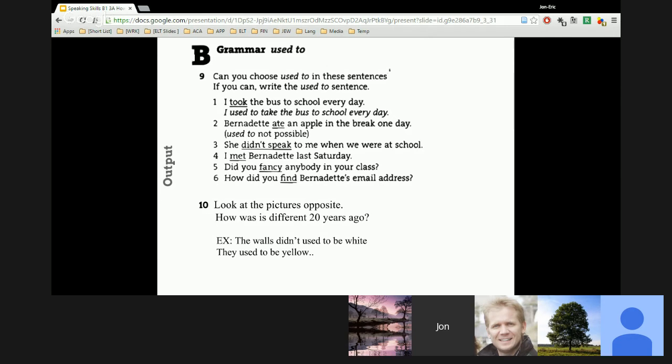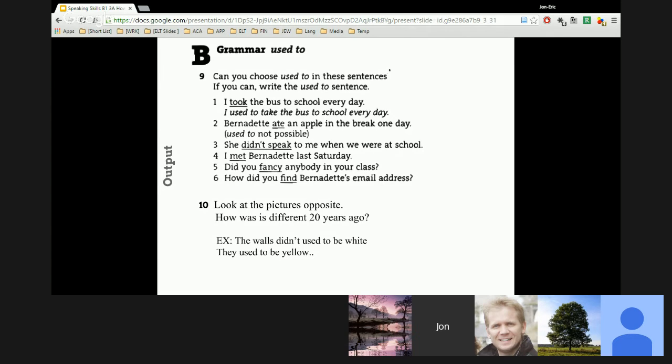It just says, if you can, look at the directions. If you can, write the used to sentence. What you can do is either change the sentence so that used to makes sense, or if it makes sense already, all you need to do is add it. Two possibilities. For example, I met Bernadette last Saturday, right? Well, last Saturday doesn't work with used to, so Anna changed it to on Saturdays, and that makes it correct. It's not true in the story, but it's grammatically correct.